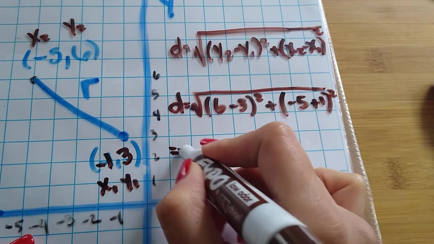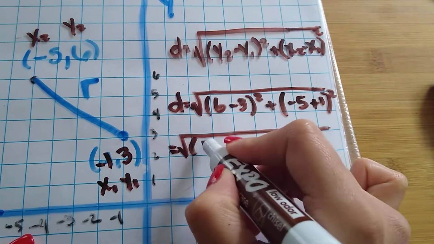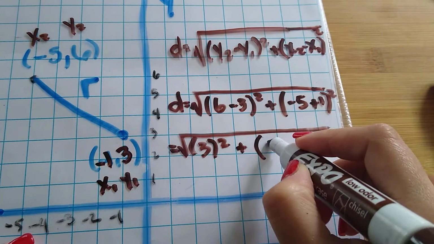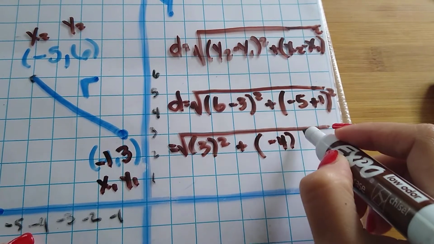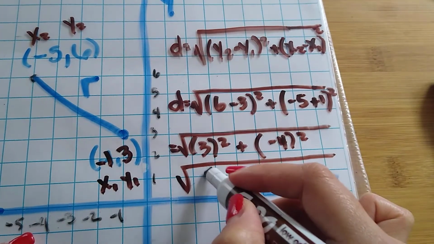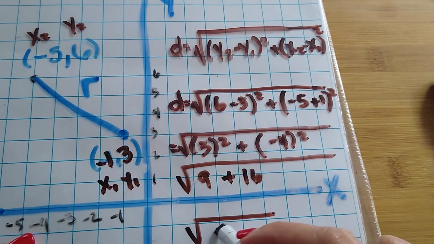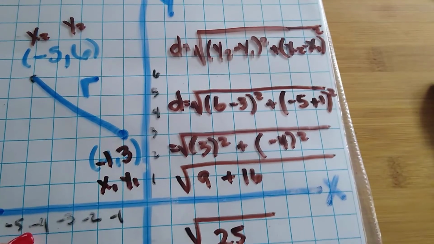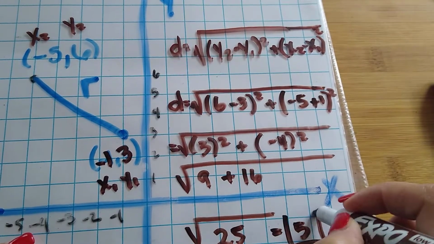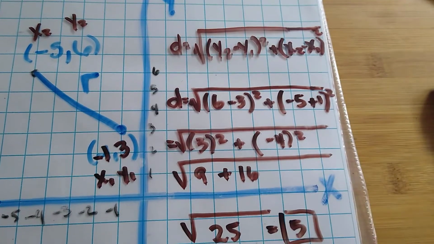Okay, now we're going to simplify that a little bit more. So 6 minus 3 is 3 squared, plus -4 squared. Simplify that even further. 3 squared is 9, 4 squared is 16. Add 16 plus 9, I get the square root of 25. And the square root of 25 is just 5. So now we know that the radius here is 5.